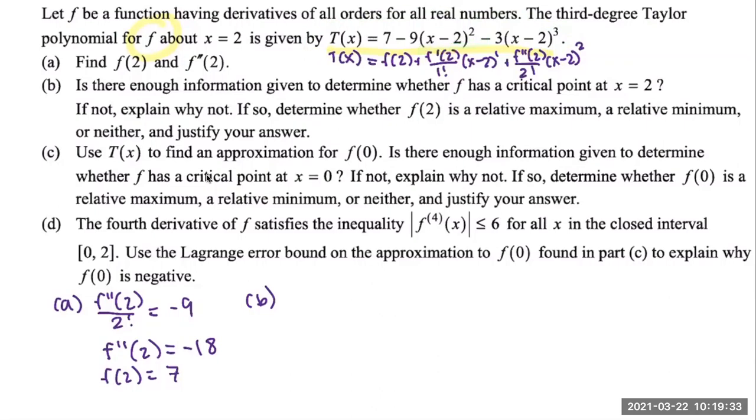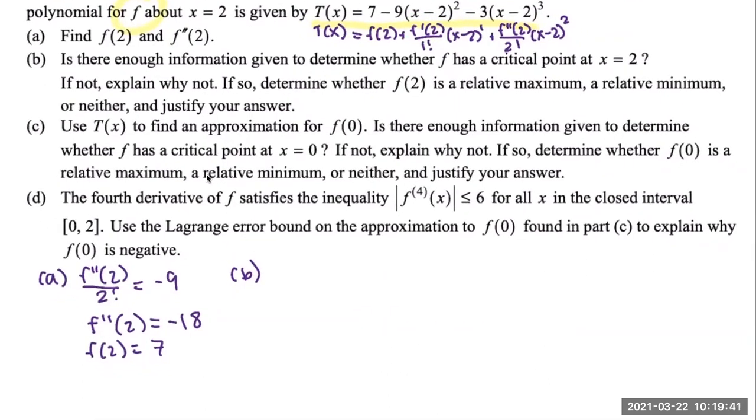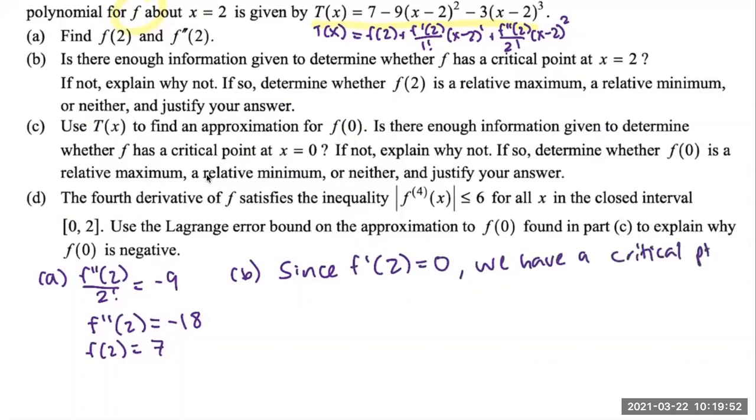The only time that you're missing that is if you had 0 for the numerator of your first derivative. And so we can make a conclusion that since f prime of 2 is equal to 0, we have a critical point at x equals 2. Okay, the follow-up question would be, if so, determine whether f of 2 is a relative max, a min, or neither.